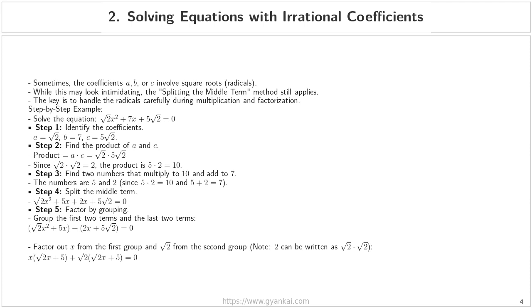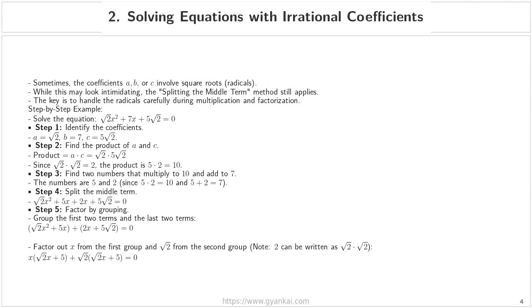Now let's use the grouping method. We'll group the first two terms together and the last two terms together. This gives us the quantity square root of 2 x squared plus 5x, followed by the quantity 2x plus 5 times the square root of 2. From the first group, we can factor out an x. From the second group, here is the tricky part. We want to find a common binomial.